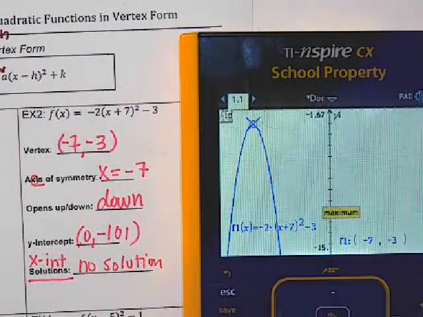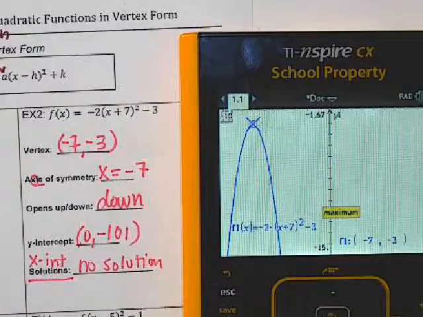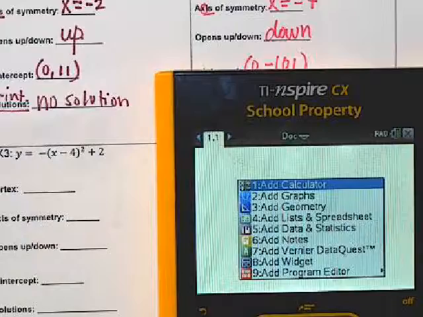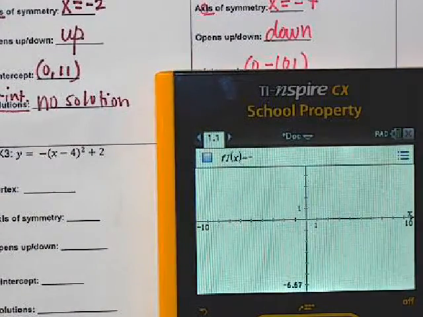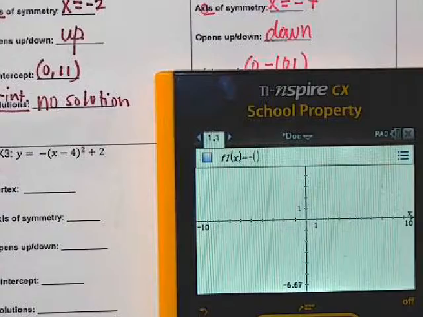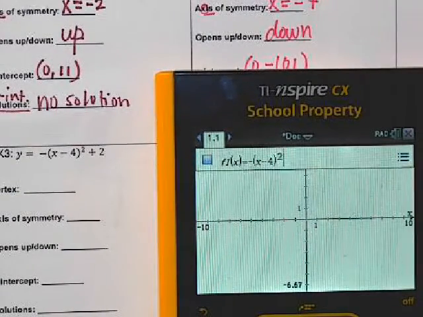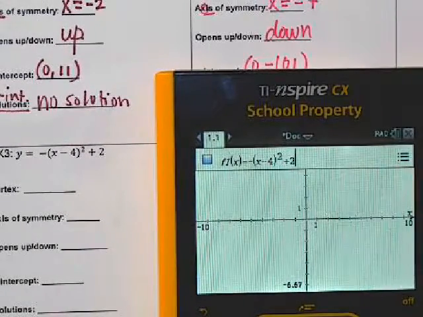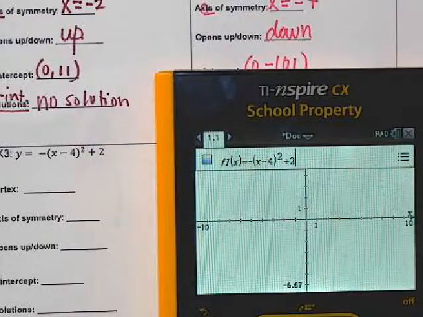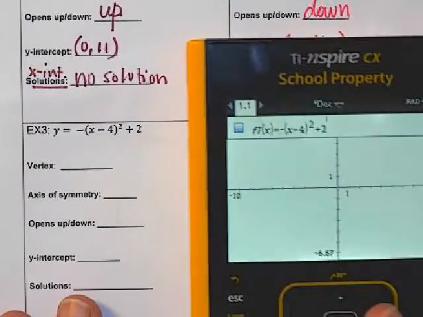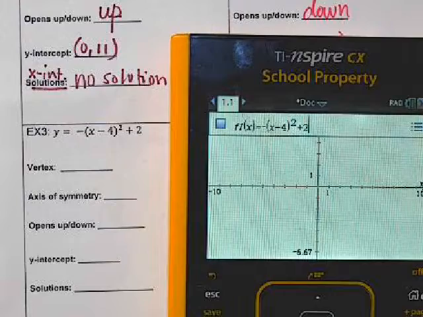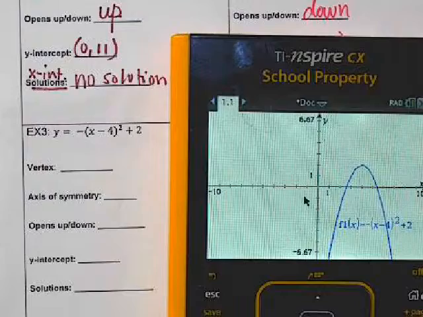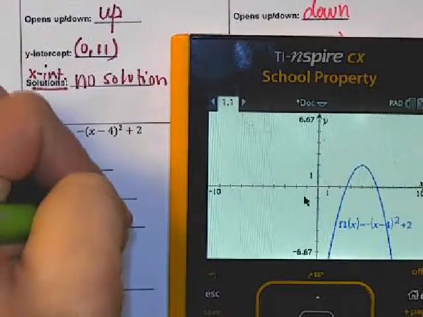Okay, number 3. Let's graph it first. So negative, make sure you put a negative out there, parentheses, x minus 4 squared plus 2. Don't forget that negative sign out there. Okay, I'm going to hit enter. Automatically, opens up or down? Down. Okay, so it's going down.